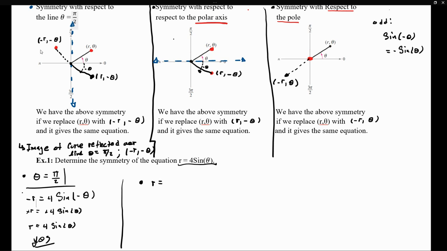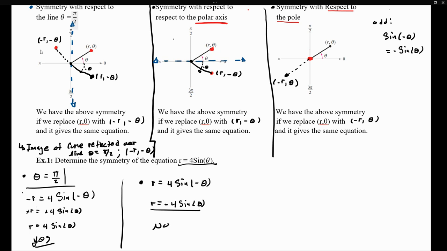r, so that doesn't change anything. And I'm going to get 4 sine. But now it's saying that theta, I should replace it with negative theta. And now let's see if this is true. Well, we have r equals, and again, notice that sine is an odd function. So therefore, the sine of a negative angle is the negative of the sine of that angle. So we have negative 4 sine of that angle. And now notice that our result doesn't give us the same original equation back.